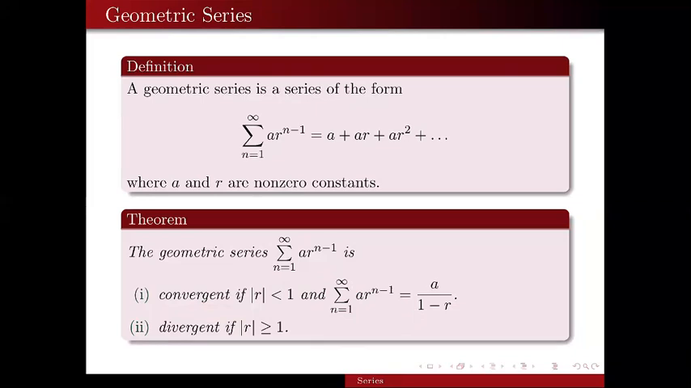On the other hand, this series is divergent if the absolute value of r is greater than or equal to 1. So the series is divergent if the absolute value of r is greater than or equal to 1. Let me show how we can calculate this and hence prove this.